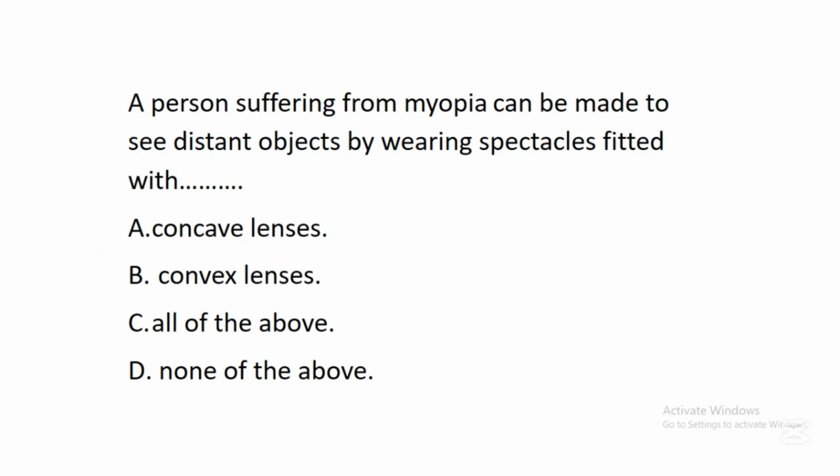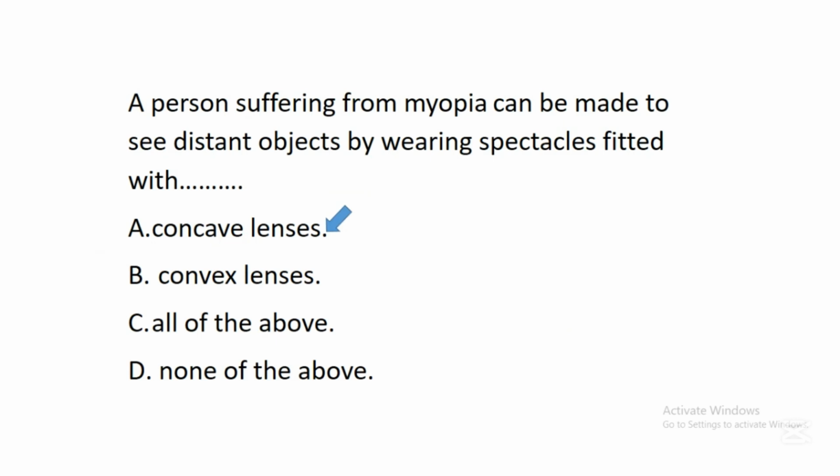The next question says, a person suffering from myopia can be made to see distant objects by wearing spectacles fitted with dash. A. Concave lenses, B. Convex lenses, C. All of the above, D. None of the above. In this question, the correct answer is A.